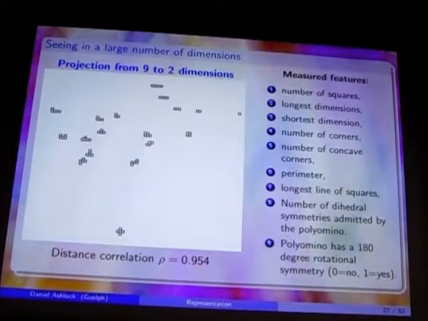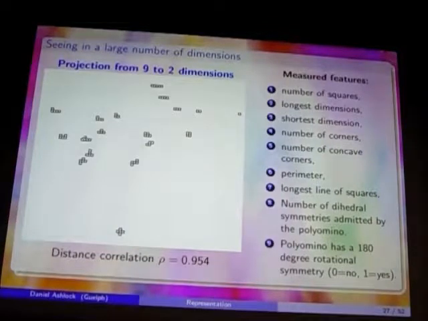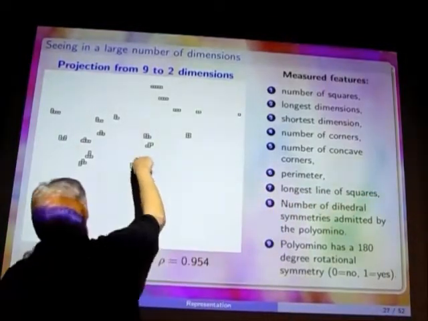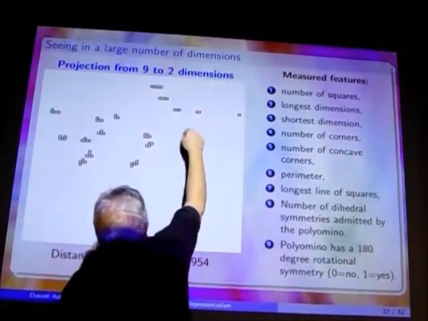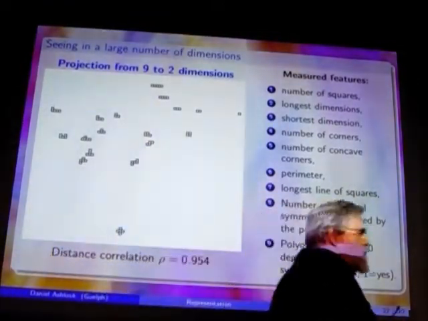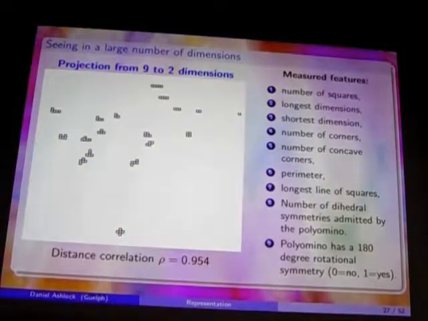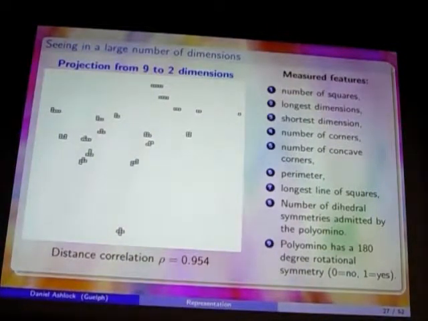I then measured the number of squares, the longest dimension, the shortest dimension, the number of corners, the number of concave corners, the perimeter, the longest line of squares anywhere in it, the number of dihedral symmetries, so the number of ways you can pick it up and put it down on top of itself, and then whether or not it had a 180-degree rotation. So that one has a 180-degree rotational symmetry, that one does, all those guys do. So I measured 10 quantities, and then I simply used the projection technique to make a 2-dimensional picture. Is that a fairly reasonable grouping of those things that captures some of their properties?